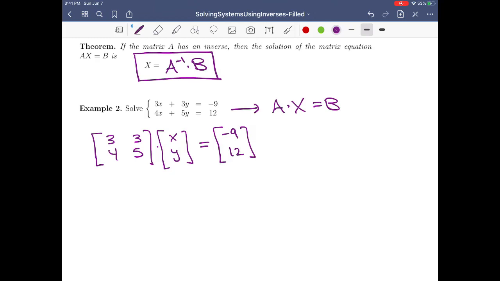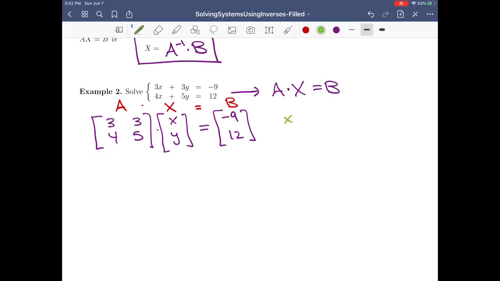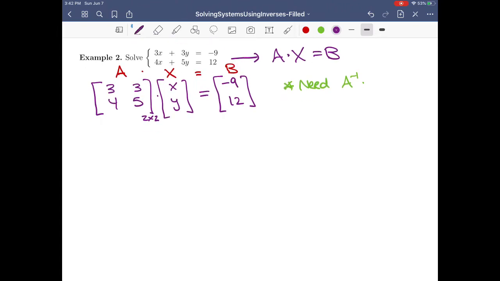Okay, so this is my A, this is my X, and this is my B. So what we want to do is we need A inverse. Now, because A is a 2 by 2 matrix, you could use the formula. I think I'm going to use row reduction just to practice that method. But again, you could use the formula to find the inverse if you want.